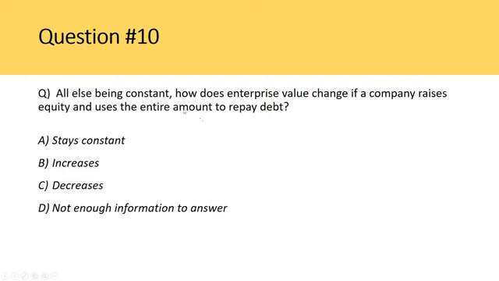All else being constant, how does enterprise value change if a company raises equity and uses the entire amount to repay debt? Now, the thing about enterprise value, the reason why a lot of bankers use it when conducting a comparable companies analysis, is that it is unbiased towards capital structure. So if a company chooses to have more or less debt, it won't impact its enterprise value. So this question is relatively easy to understand. That raise in equity will be offset by the decline in total debt. Therefore, enterprise value will stay constant.